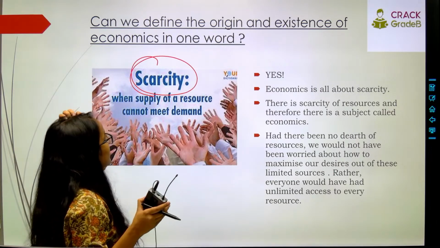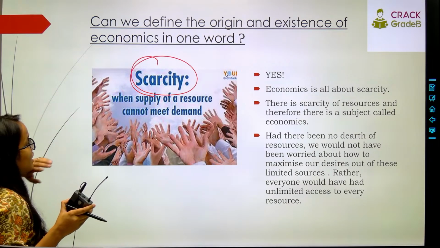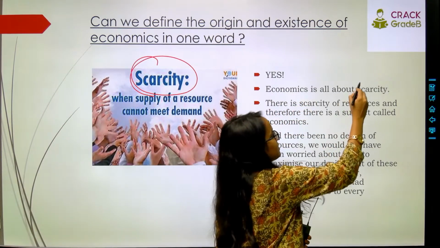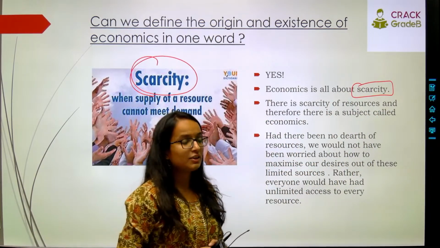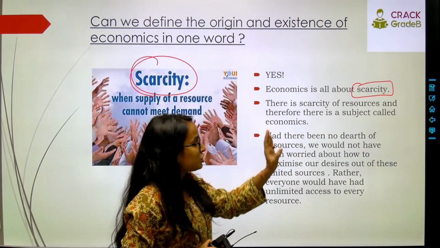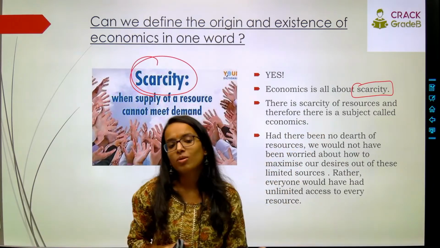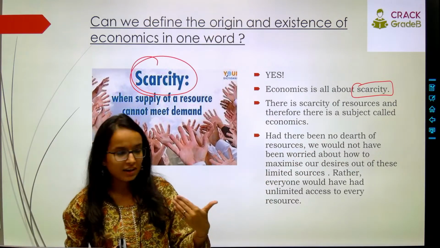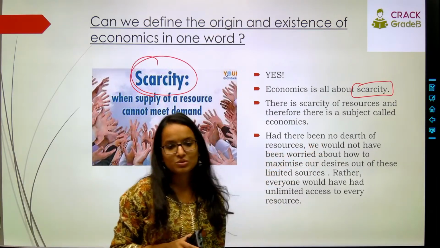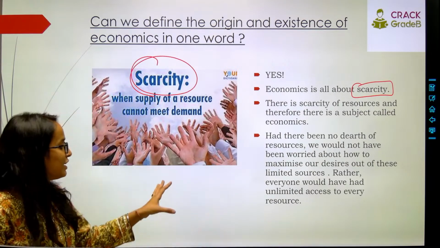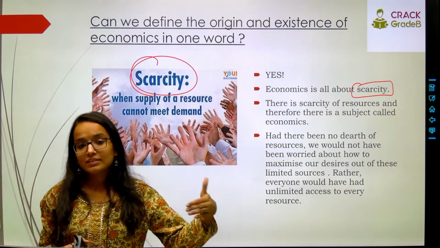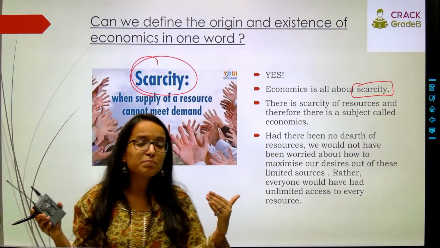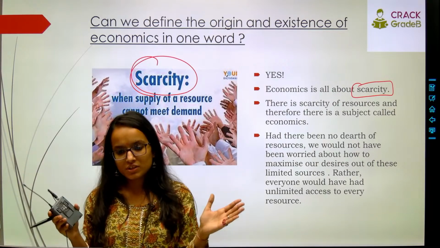So can we define the origin and existence of economics in one word? Yes, and that word would be scarcity, right? So economics is all about scarcity, or dearth of resources. There is a scarcity of resources, and therefore there is a subject called economics. Okay, had there been no dearth of resources, as I have discussed earlier with you, there would not have been a subject called economics, right? Because everyone would have had unlimited access to all kinds of resources. Then why would we be pondering about efficient use of such resources?